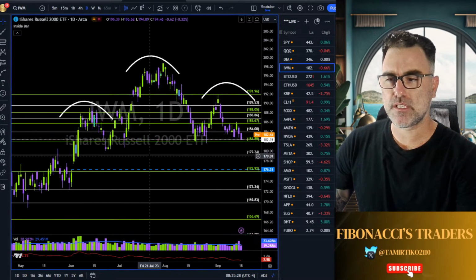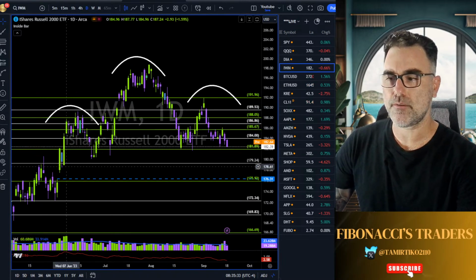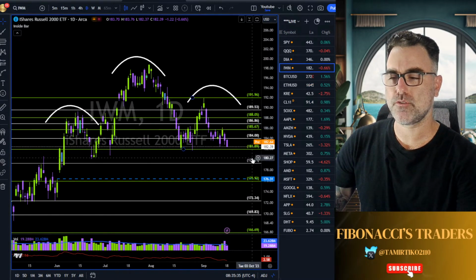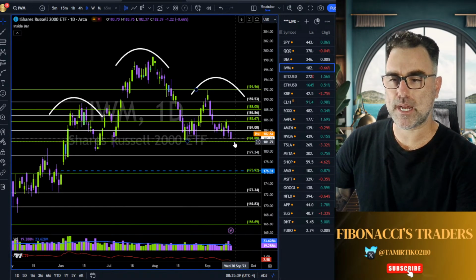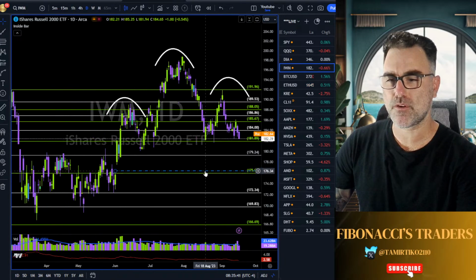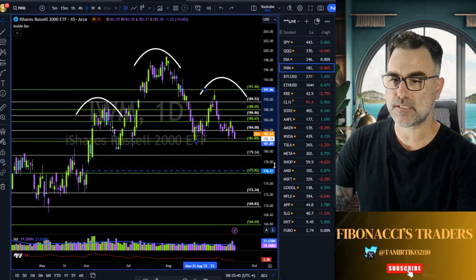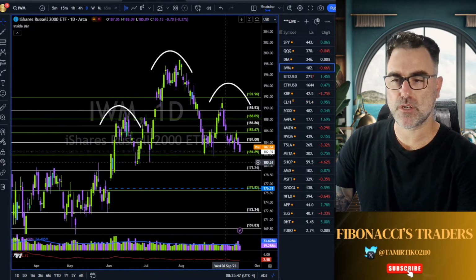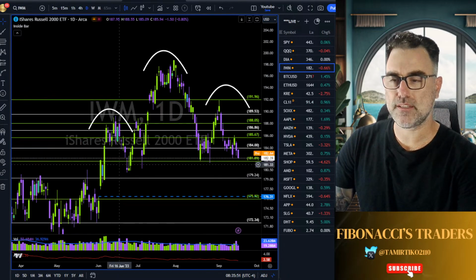IWM, you know this pattern. If you are a pattern lover, pattern seeker, pattern trader, you know this pattern. We have a left shoulder, head, right shoulder, breaking below the 182, and we're heading towards this gap over here. Below it, we are heading towards the 166. But as you all know, Fibonacci traders, we don't follow patterns, we trade the price.